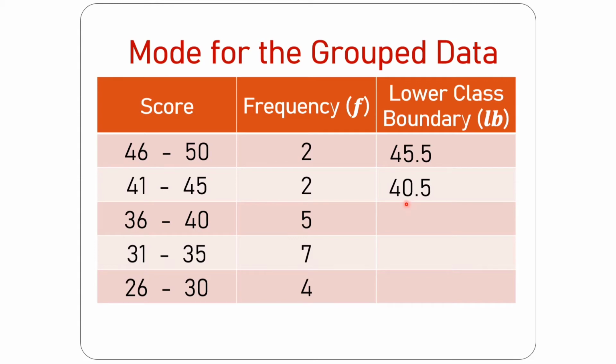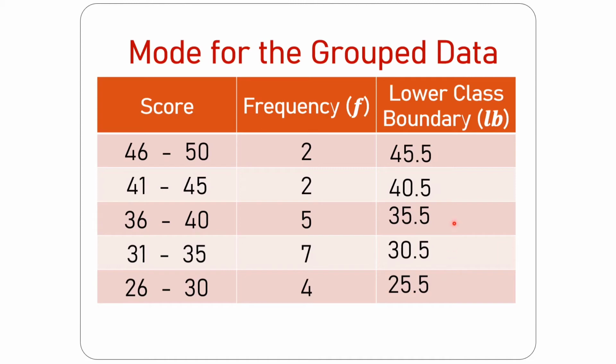Now it's your turn. What is the lower boundary of the class 36 to 40? Yes, awesome. It's 35.5. Next is 31 to 35. Yes, awesome. It's 30.5. And lastly is 26 to 30. Yes, awesome. It's 25.5. Again, that is how you are going to obtain the lower boundary of each class.